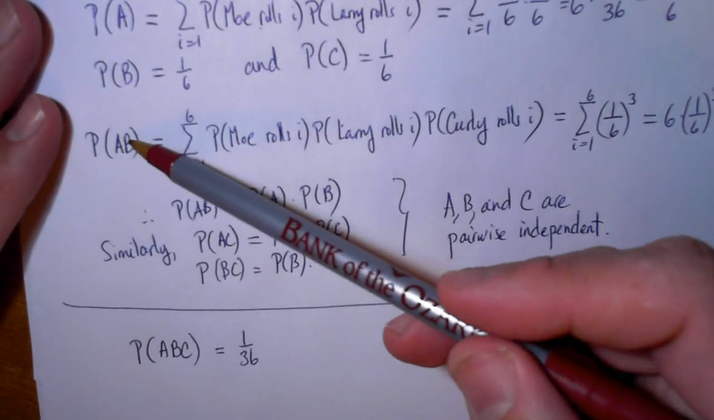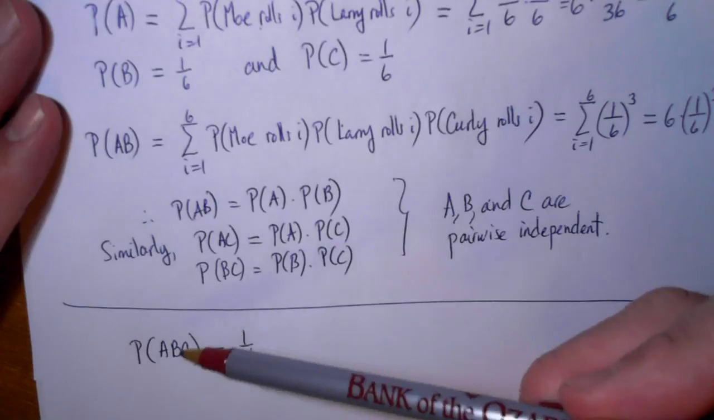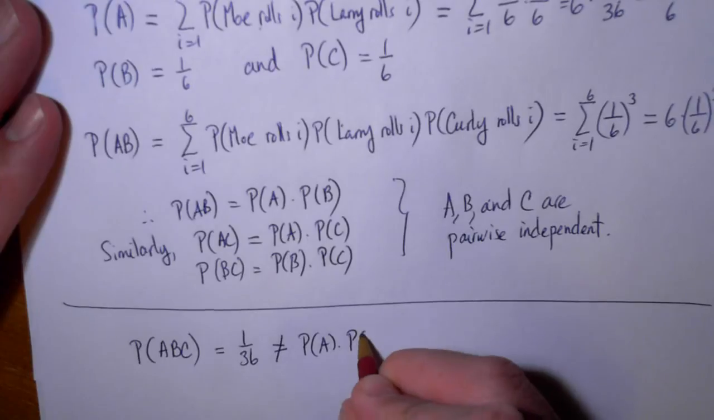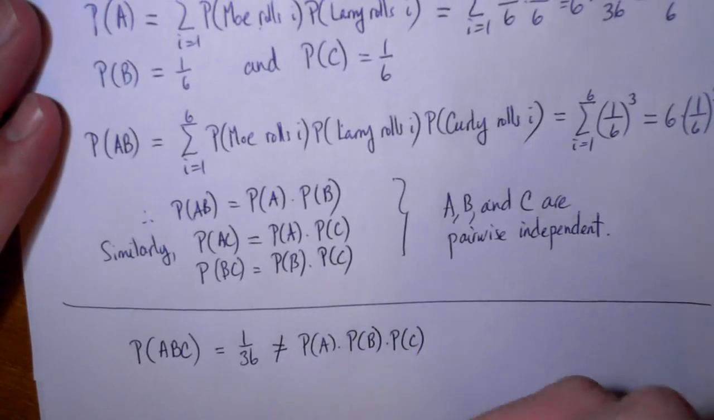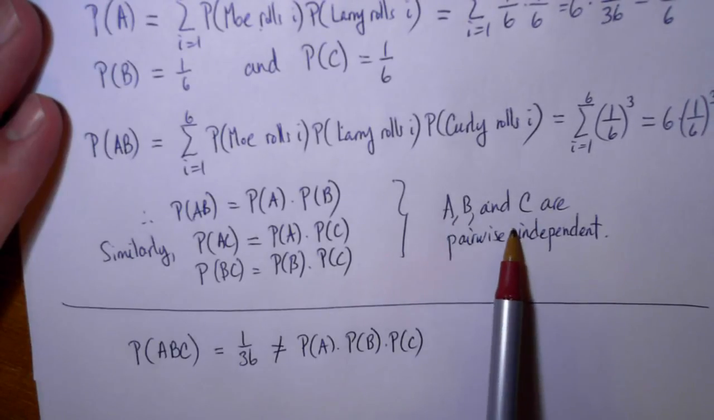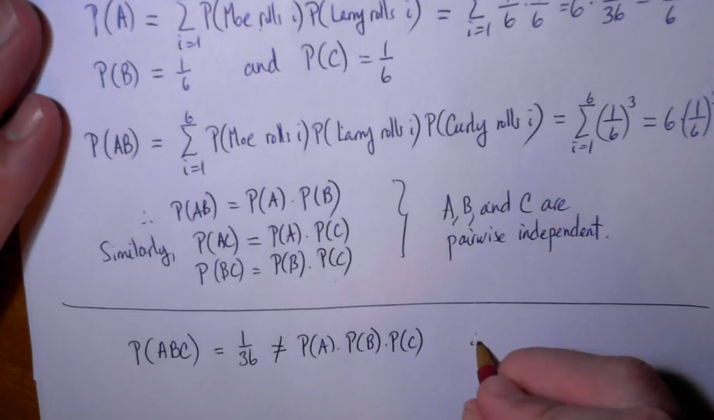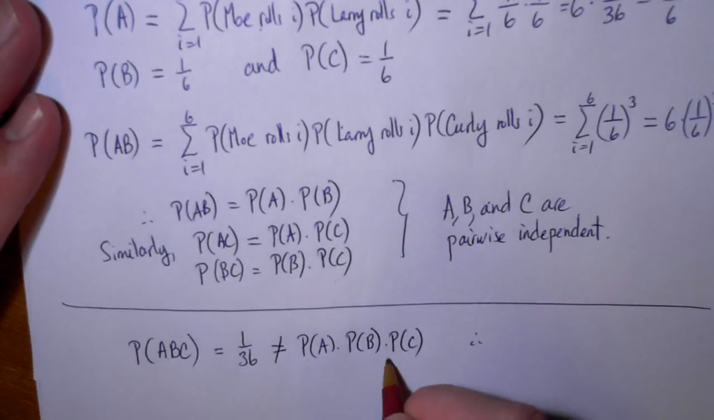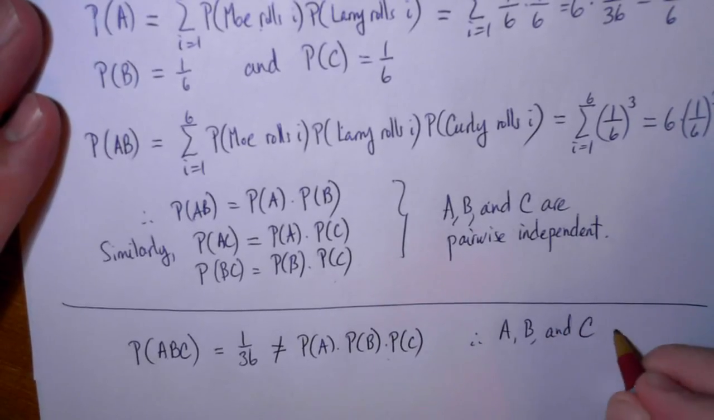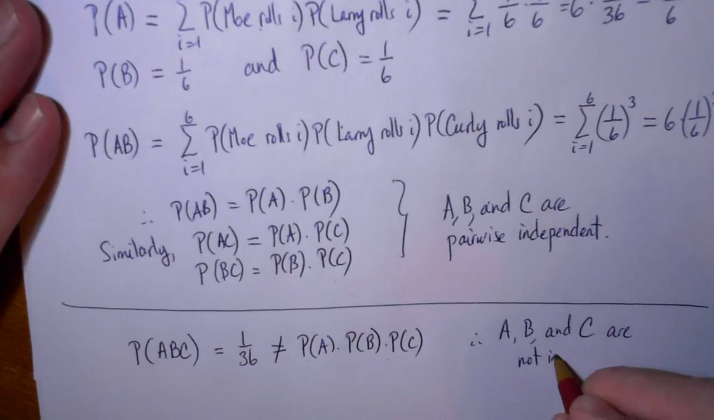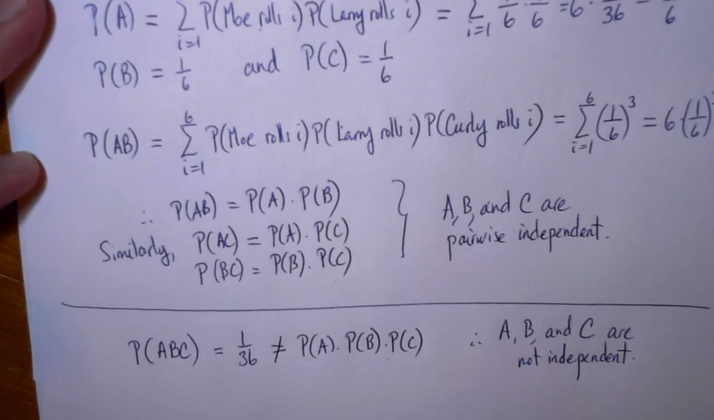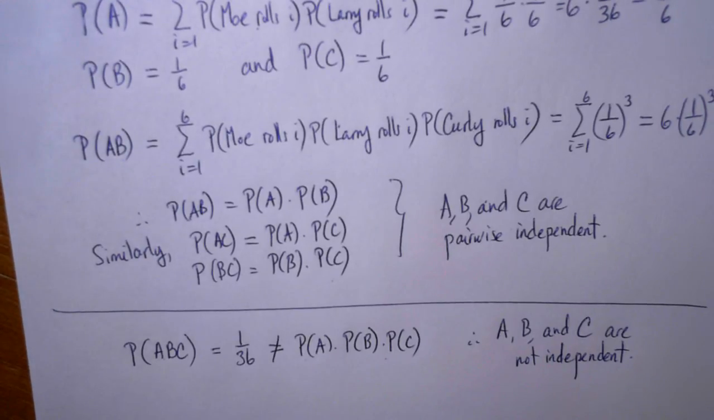So the probability of A and B is exactly the same thing as the probability of A and B and C. Now, clearly, that is not equal to the probability of A times the probability of B times the probability of C. So this is an example where these three events taken 2 at a time are independent, but if I take them 3 at a time, this product fails. So A, B, and C are not independent. So this is an example where we have events that are pairwise independent but are not independent.